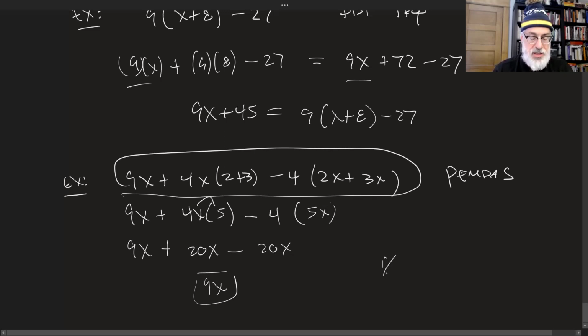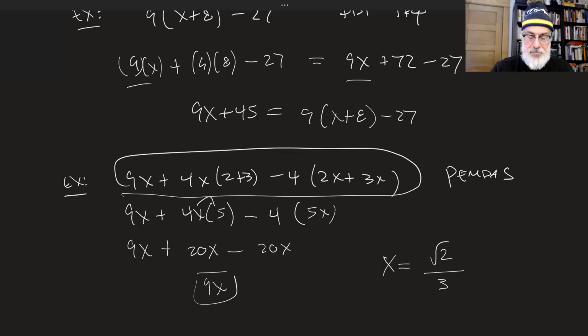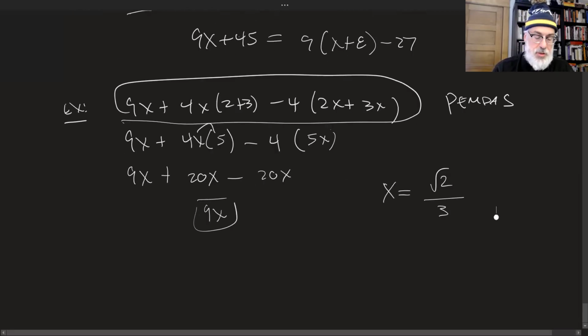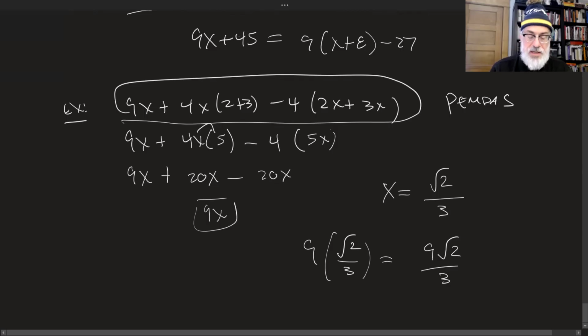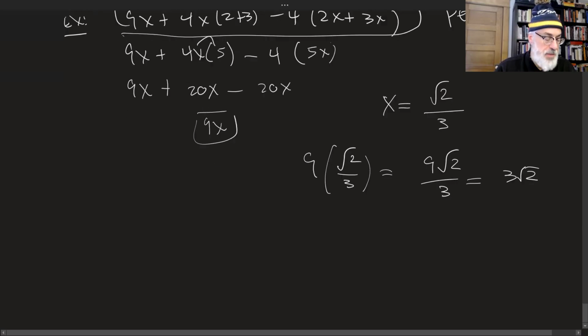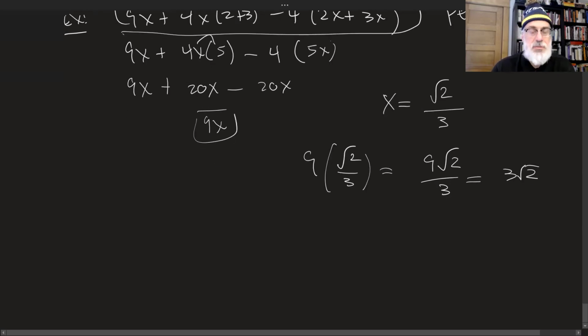Again, try this. Put in x equal to the square root of 2 over 3 and see which one is easier to do. Obviously, the bottom is going to be the easiest. If you're curious what that would be, it's 9 times the square root of 2 over 3, which equals 9 square root of 2 over 3. And 9 divided by 3 is 3, so this is 3 square root of 2. Simple. All right, so that ends this lecture.